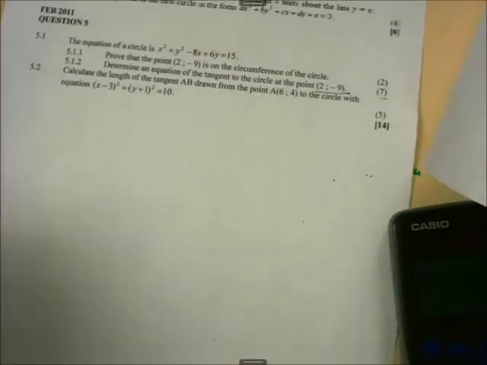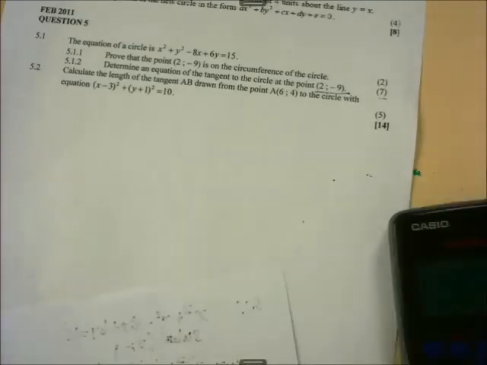The last question here is, of course, 5.2. Calculate the length of the tangent AB drawn from the point A to the circle with the equation (x − 3)² + (y + 1)² = 10. That is a 5 marks question, boys and girls.